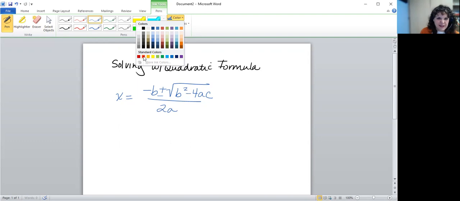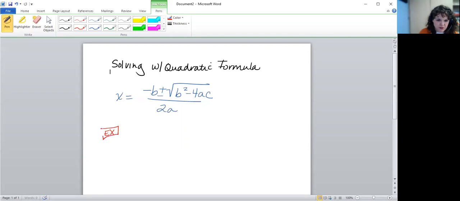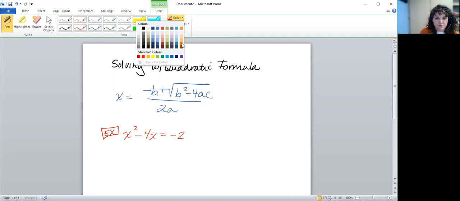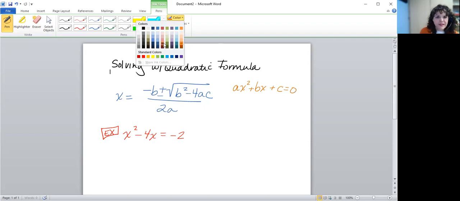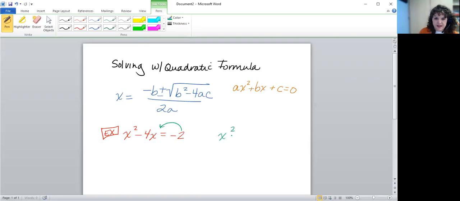So not my favorite. Let's do an example. Now remember, if you are going to use the quadratic formula, you must put it in standard form before you assign the variables a, b, c values and put them into the formula. In this case, it is not in standard form, so I must put it in standard form first. Remember, standard form is ax squared plus bx plus c equals 0. In order to put this in standard form, I am going to have to move this over, so x squared minus 4x plus 2 equals 0.